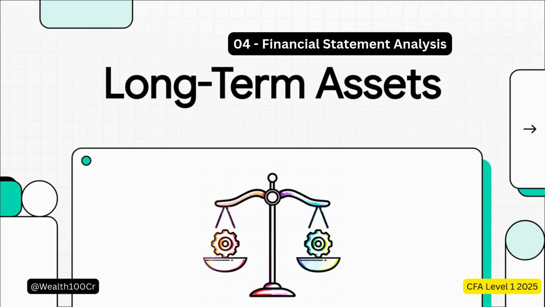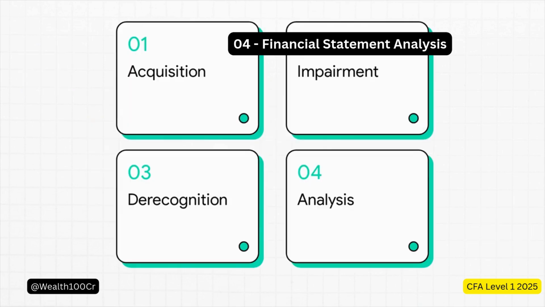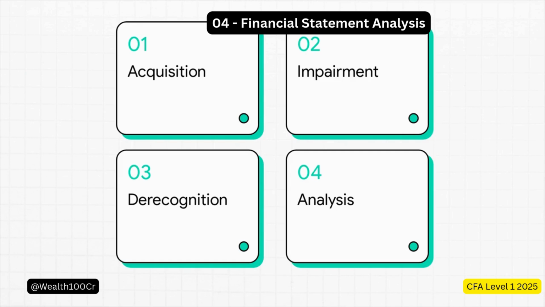Let's dive right in. This is Module 11 of our CFA Level 1 2025 Financial Statement Analysis course. And our entire focus today is on getting you comfortable with analyzing a company's long-term assets. We're going to follow the complete life cycle of an asset, which is a really intuitive way to understand this. First up, acquisition. That's how a company gets a new asset on its books. Then we'll talk about impairment, which is what happens when its value drops unexpectedly. Next, derecognition, when it's sold or retired. And finally, the most important part, analysis, where we figure out what it all means for us as analysts.